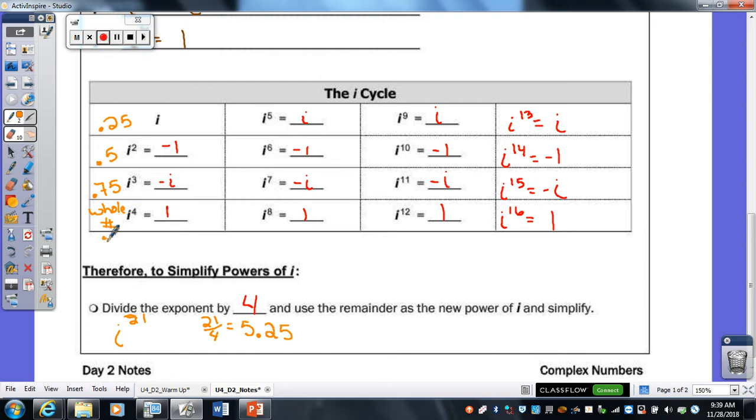Sometimes calculators might show you 0.0. That doesn't happen often, but depends on your settings. It's going to be our pattern. So this one, i to the 21st, divided by 4, I got that decimal 0.25. That means that's going to simplify down and just be i.